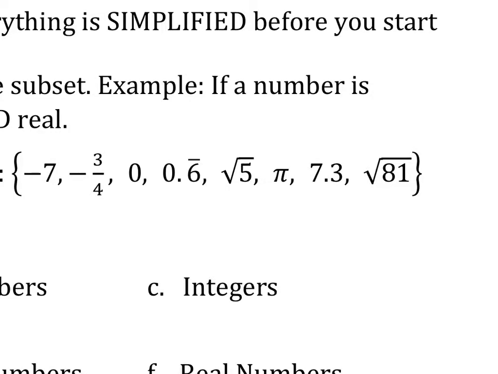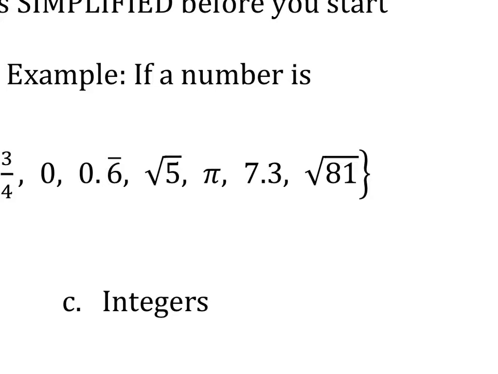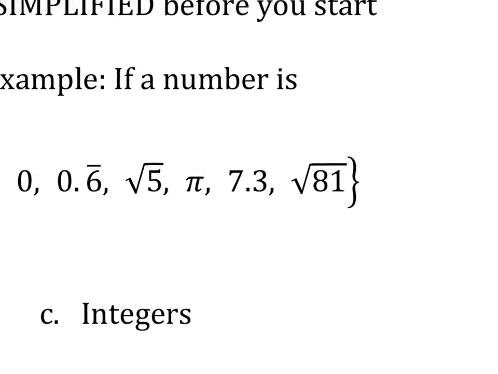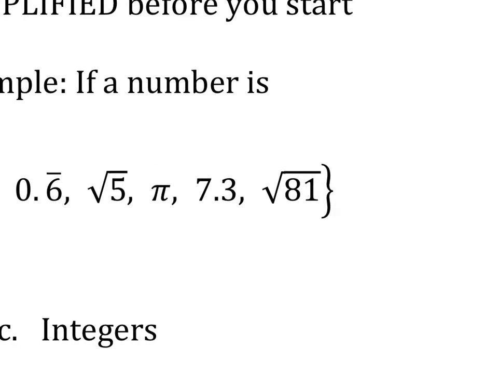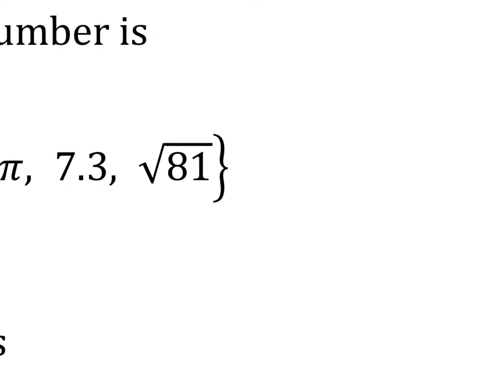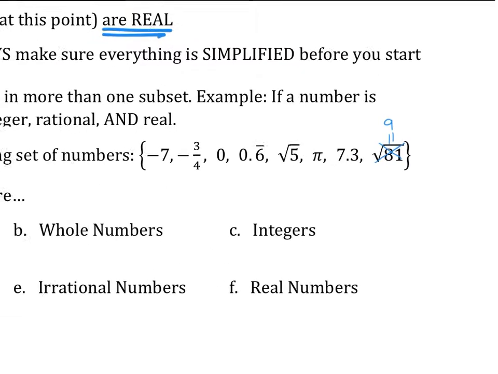If fractions are reduced, you could do 3 divided by 4 and then the math, enter. 0 is already reduced, 0.6 repeating is reduced. Square root 5. Can we evaluate square root 5? If you do square root 5 in your calculator, do you get a nice number? No. Can any perfect squares go into 5? Okay. Pi is already, can't do much with that. 7.3 we can't do much with. What about square root of 81? What's the square root of 81? 9. So that means when we are classifying this, we are going to treat square root of 81 as the number 9.